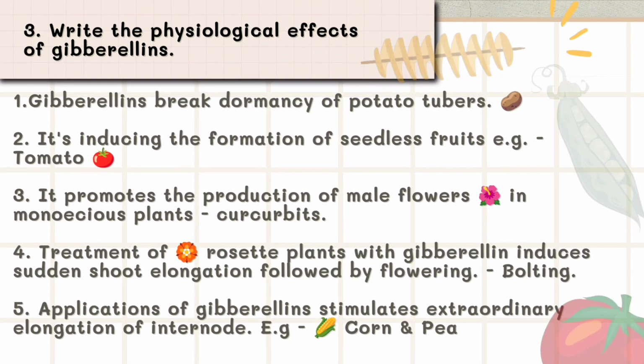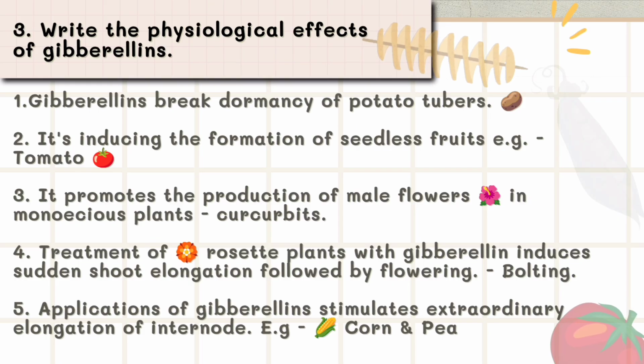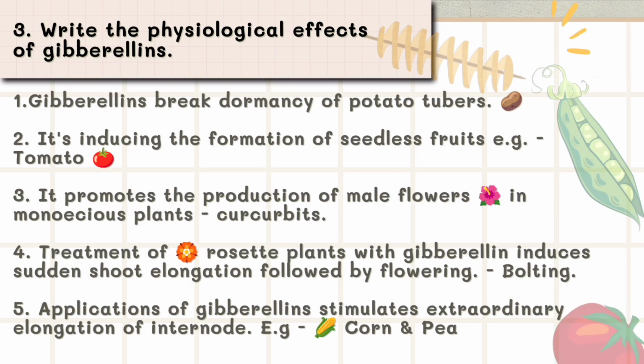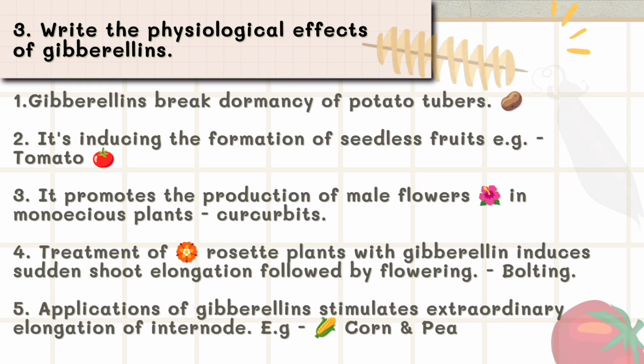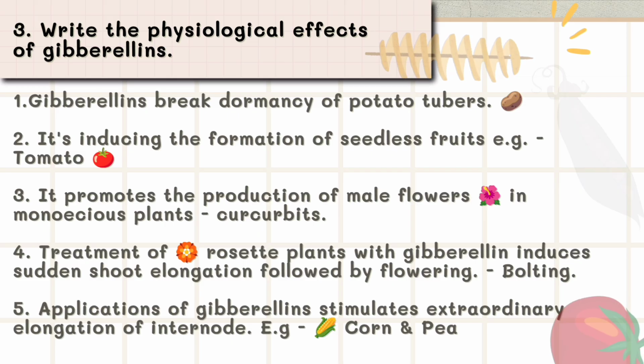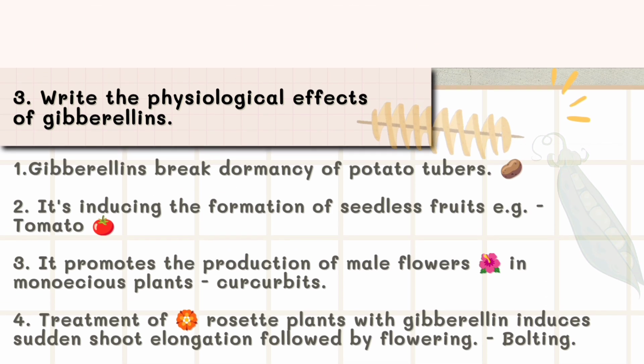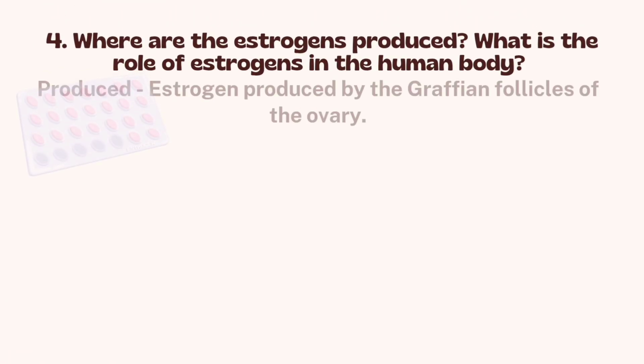Write the physiological effects of gibberellins. Gibberellins break dormancy of potato tubers. They induce the formation of seedless fruits, for example tomato. They promote the production of male flowers in monoecious plants, cucurbits. Treatment of rosette plants with gibberellin induces sudden shoot elongation followed by flowering. This is called bolting. Applications of gibberellin stimulate extraordinary elongation of internodes, for example in corn and pea.